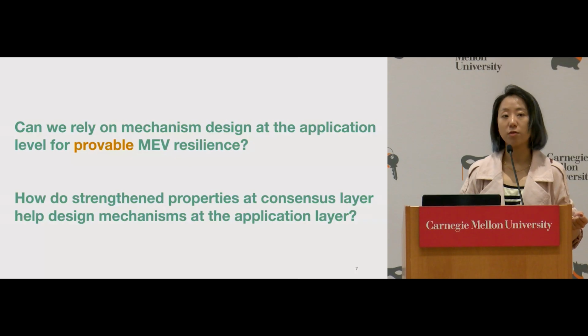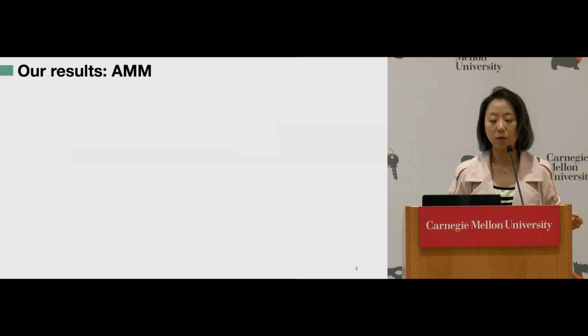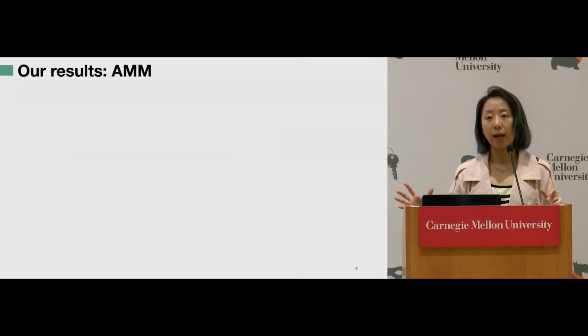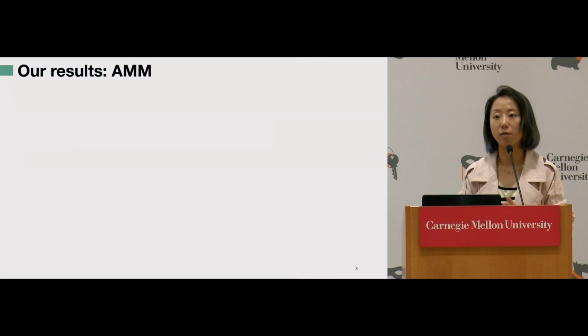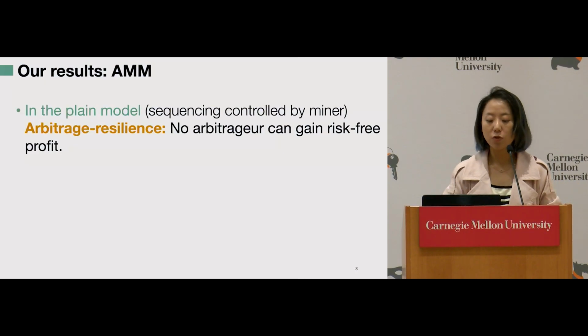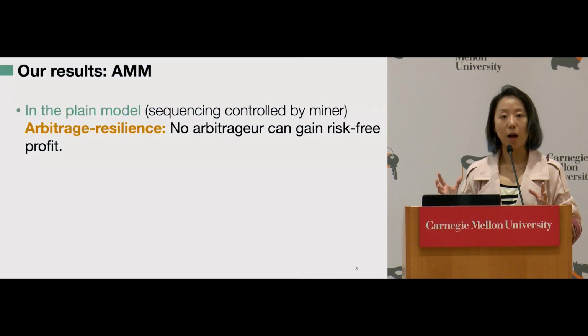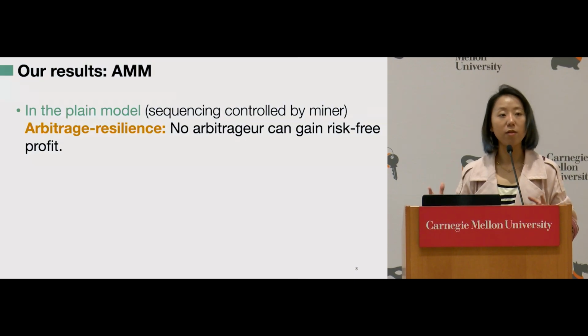In this work, we answer these questions with respect to AMM. Specifically, we designed a swap mechanism, an AMM for two assets, that offers two tiers of guarantees depending on the properties of the underlying consensus. So in the plain model, which captures today's architecture, the miner has unilateral control over the block. So it controls the order of the block, it can censor users' bids.